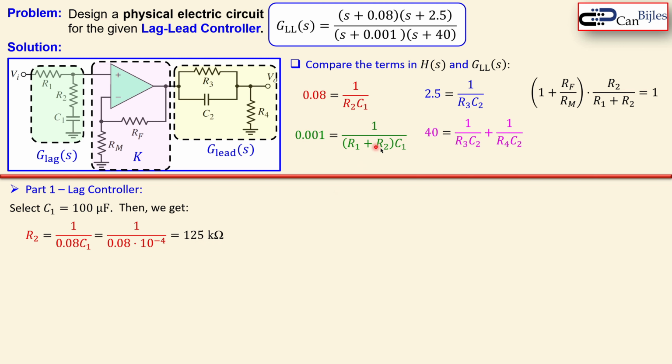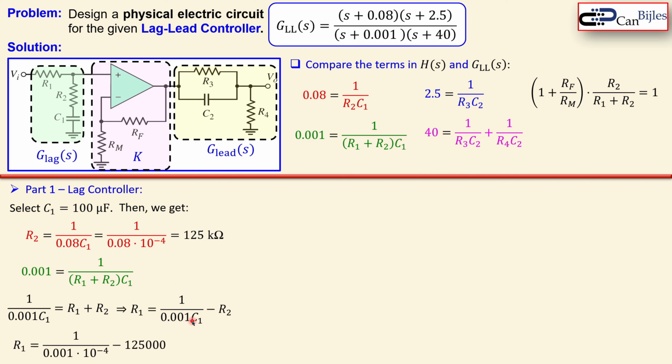Now moving on, since we know R2 and also the C1 already selected, we can calculate using this formula and also rewrite it in this form. When you rewrite this such that you express R1 in terms of the rest of the parameters, you will get this. And when you calculate now using the selected and calculated values here, you will get 9.875 mega ohms. So that is R1. So we have now the values for the lag controller circuit.